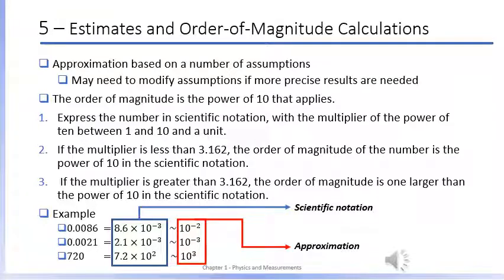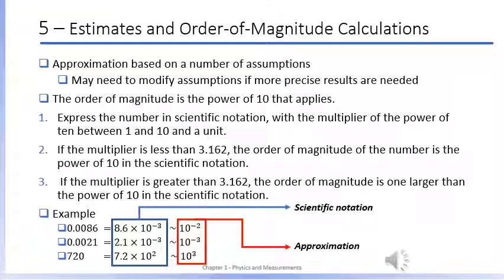If the multiplier is less than 3.16, we use the order of magnitude of the number as the power of 10 in the scientific notation. If the multiplier is greater than 3.1, the order of magnitude is 1 larger than the power of 10 in the scientific notation. So some examples will clarify what I am saying.